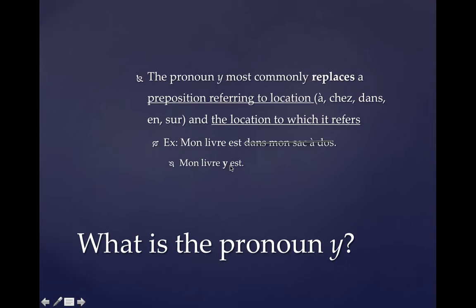It's a lot simpler. Now in terms of the usage of this, of course you can't always use pronouns because if you say my book is there, my desk is here, people won't always know what you're talking about. But if you've already said my book is in my backpack, you can say my book is there, because that way we already know what's happening.